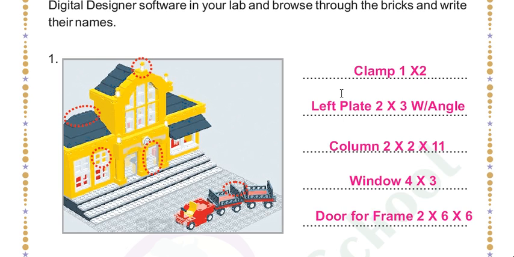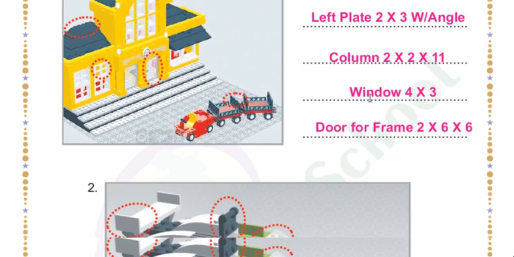Once again I will tell. Clamp 1 into 2. Left plate 2 into 3 W bar angle. Column 2 into 2 into 11. Then window 4 into 3. Then door frame 2 into 6 into 6.